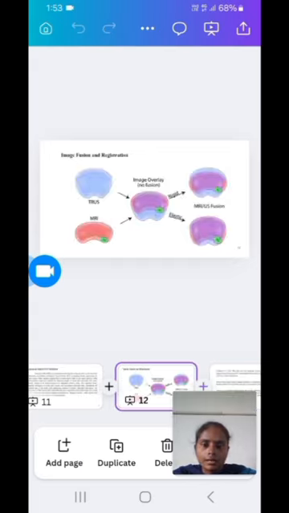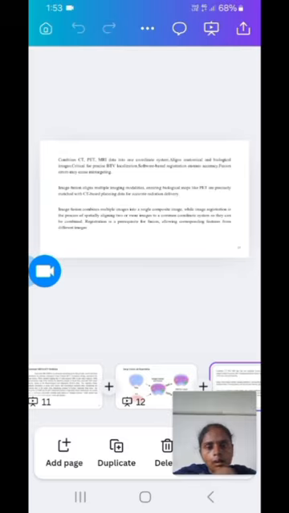Image fusion and registration. Image fusion overlays an MRI image onto the other image. There are two classifications, rigid and elastic. It combines CT, PET and MRI data into one coordinated system. Image fusion aligns multiple imaging modalities, ensuring the biological map from PET precisely matches with the CT based planning. Image fusion combines multiple images into a single composite image, while image registration is the process of spatially aligning two or more images to a common coordinate system.